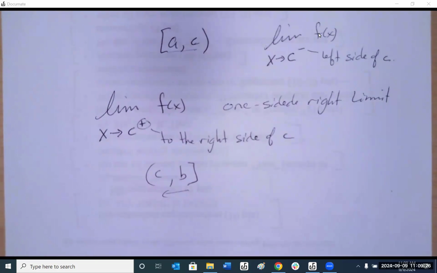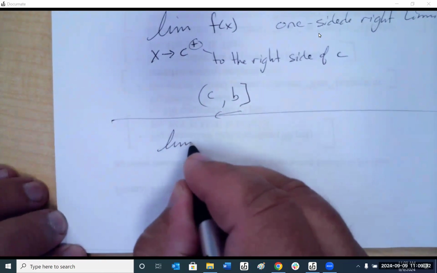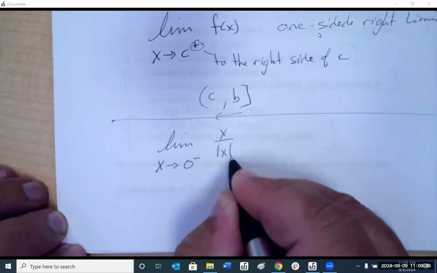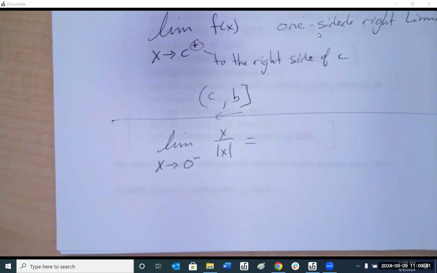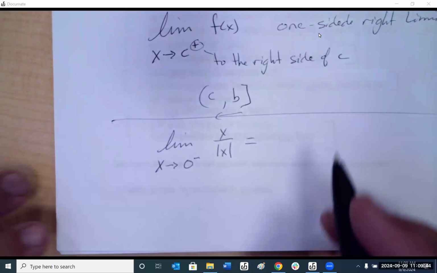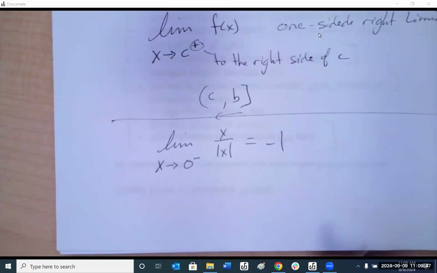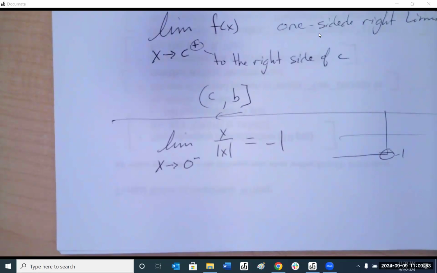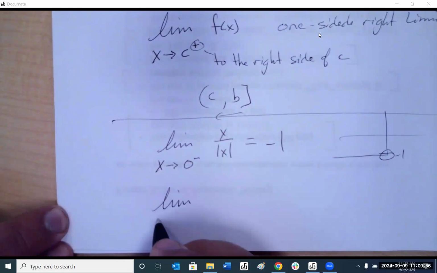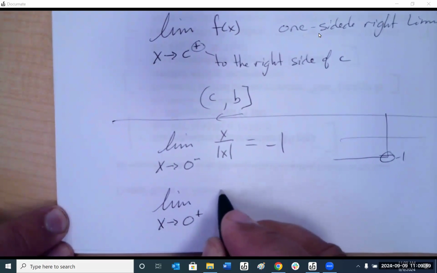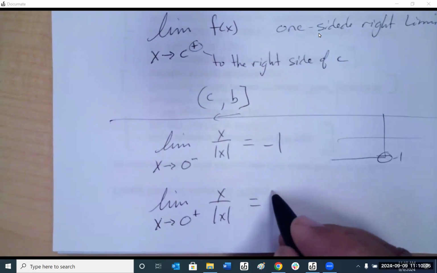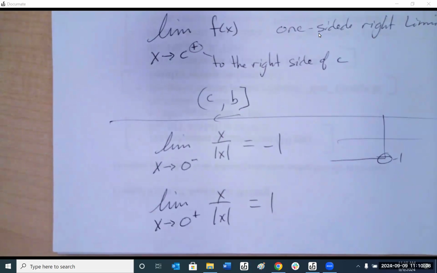So now we can have values of limits. So the limit as x approaches 0 from the left of this is equal to what? -1. Because remember, it's coming to this side. And going to 0 from the right is going to be positive. Examples here.